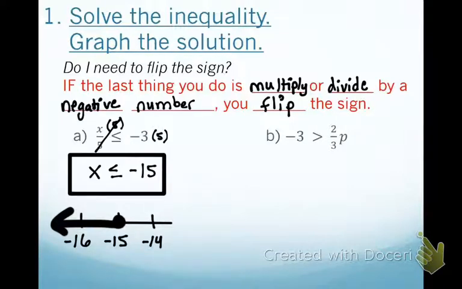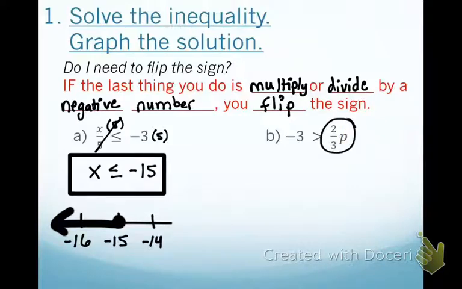Looking at problem B, what do we notice is different about the variable than problem A? It's backwards. It's backwards, okay? We can see that the P is on the right-hand side. We always want our variable to be on the left side. So we're going to go ahead and flip it, all right?